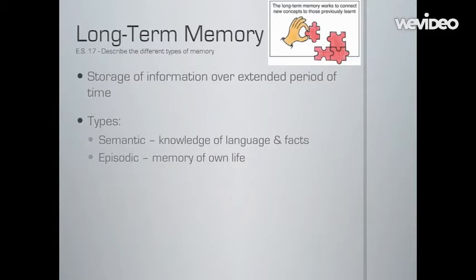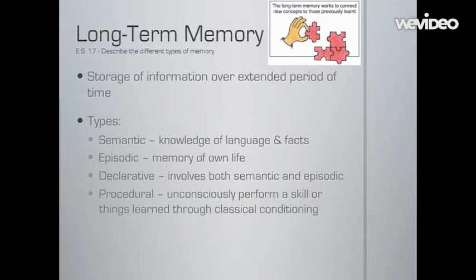Episodic is memory of your own life. Okay, recalling things that maybe happened 10 years ago. You can probably recall the first house that you lived in when you were little. Okay, that's using memory of your own life, your own experiences. Declarative is kind of including both, including your knowledge of language and facts, relating it with your own memory of your own experiences. And procedural, okay, it's your ability to do something without really knowing that you are doing it.